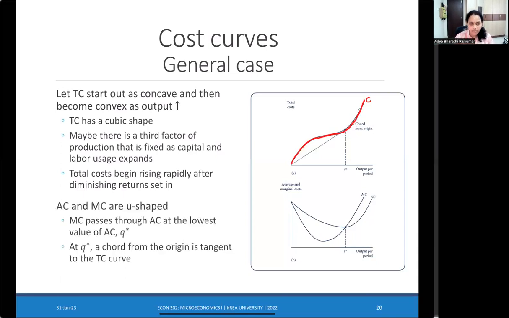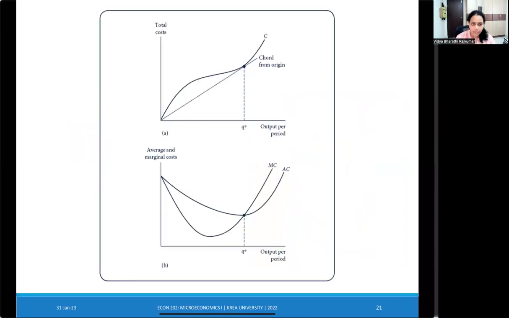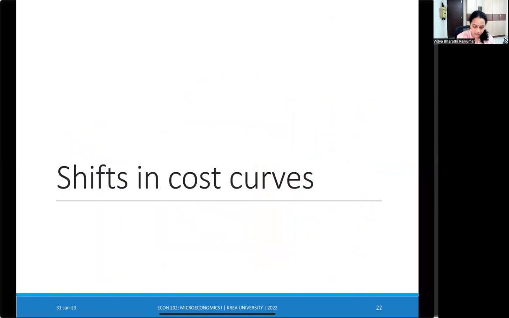Just a couple of points about how the MC and AC curves look. At the lowest point of my average cost curve, which is right there, my MC will cut through the AC curve. And that's just by design. At the lowest point of AC, MC and AC will be equal to each other. Now, how do you draw the MC and AC curves from your total cost function? I'll just very briefly show you that. I use a slightly different color to do this.